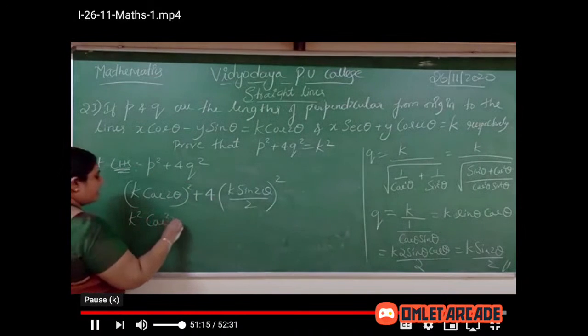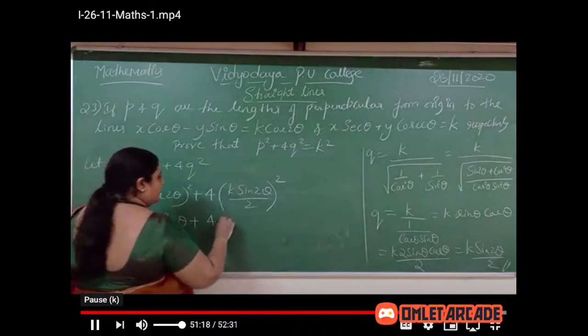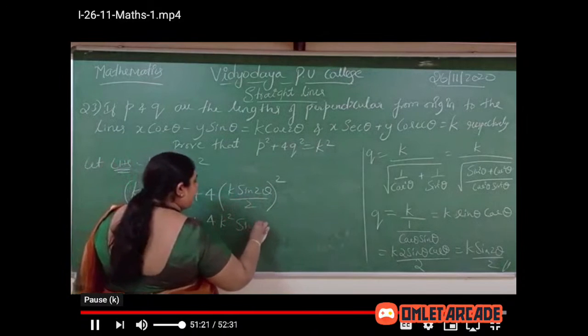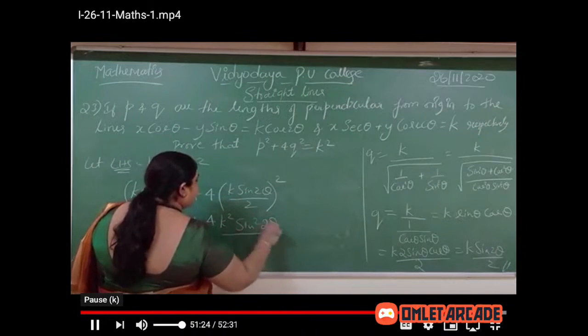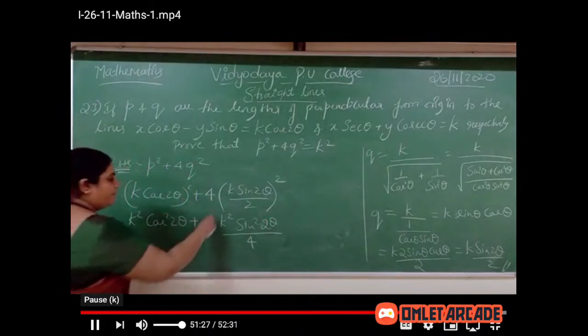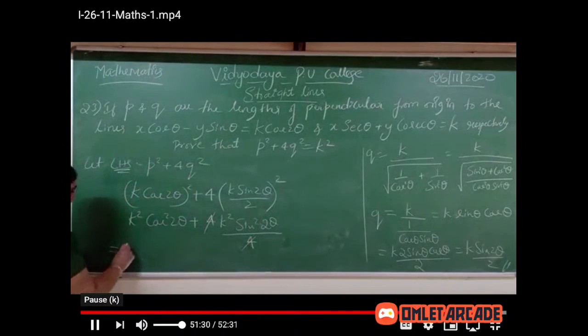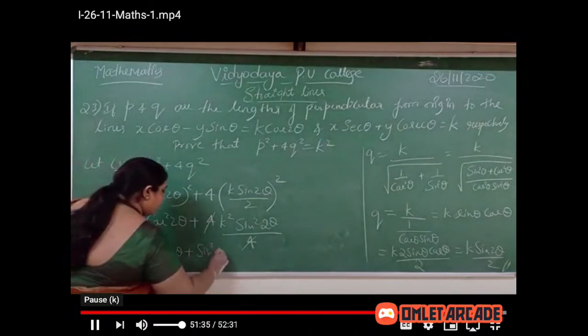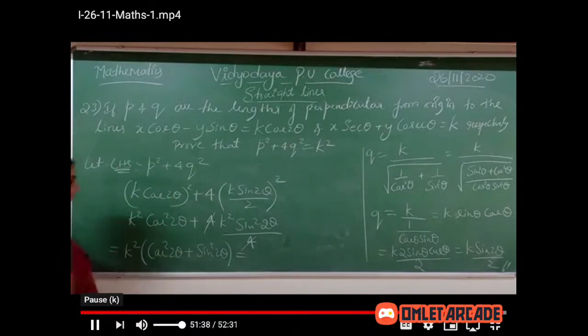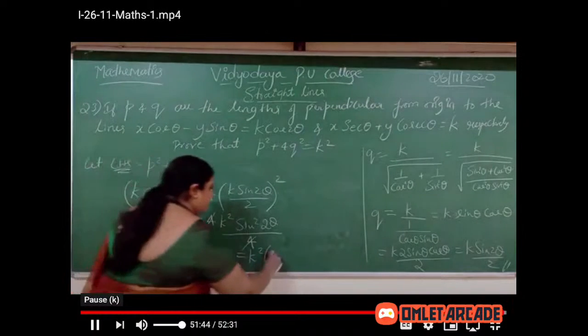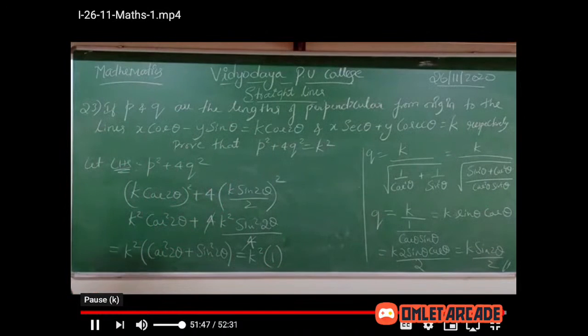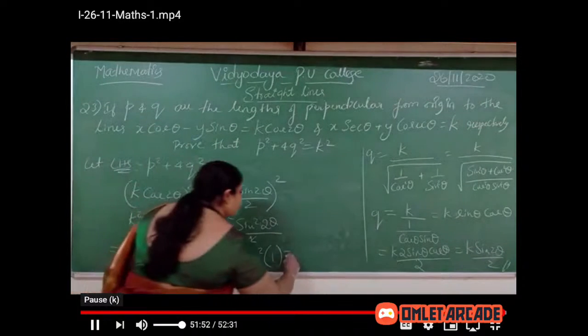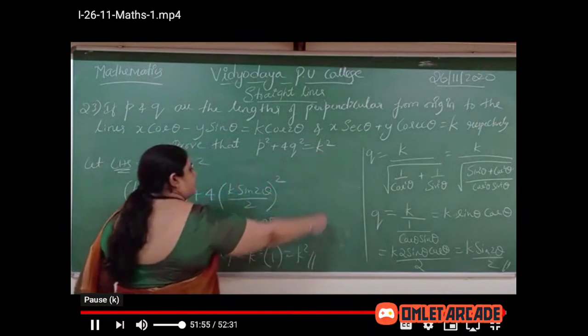This will be K square cos square 2 theta plus 4 again K square sin square 2 theta divided by 2 square. 2 square is 4, so 4 gets cancelled, and can we take K square common? So what is left? Cos square 2 theta plus sin square 2 theta. K square into cos square 2 theta plus sin square 2 theta is 1. We have the formula, isn't it? Sin square theta plus cos square theta is 1, where in place of theta you have 2 theta. That's it. So 1, so it is K square, that is the RHS.